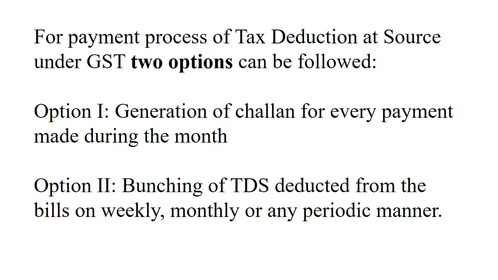So for the payment process of the tax deduction at source, TDS under the GST, the DDOs have two options. Option 1, that is, for each bill there is a generation of challan for every payment made during the month. That means the DDO generates a challan for every bill. One bill, one challan, right? For every bill, the DDO will generate a challan. But this option is good for those DDOs who don't make bulk payments.